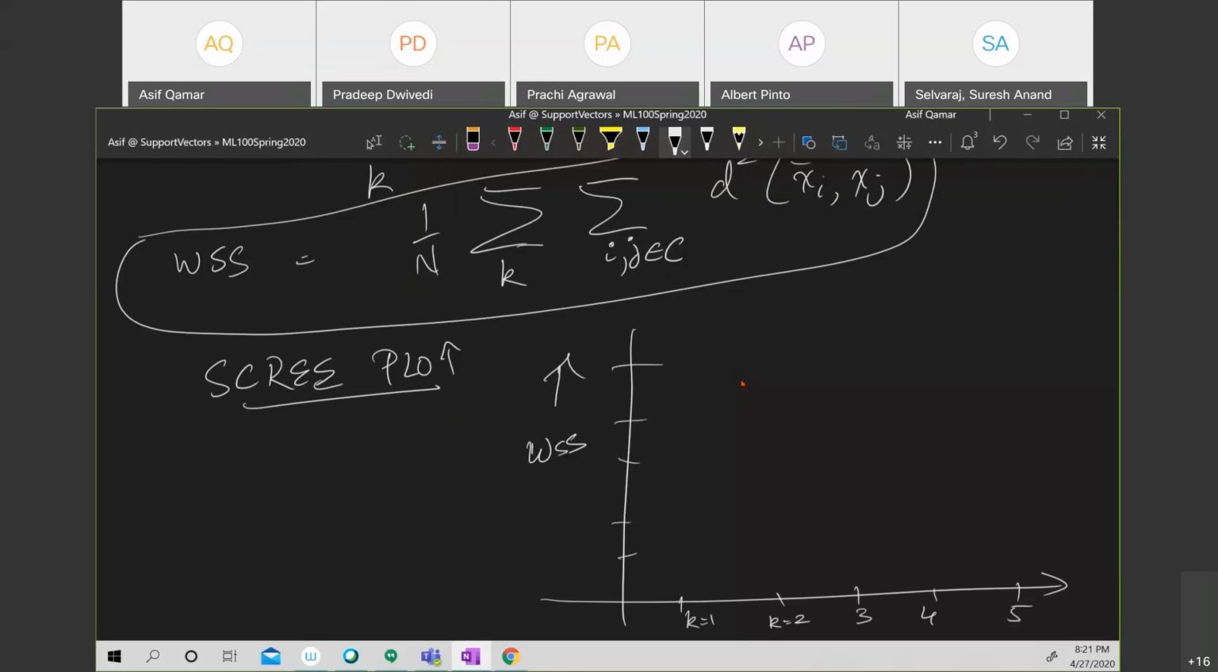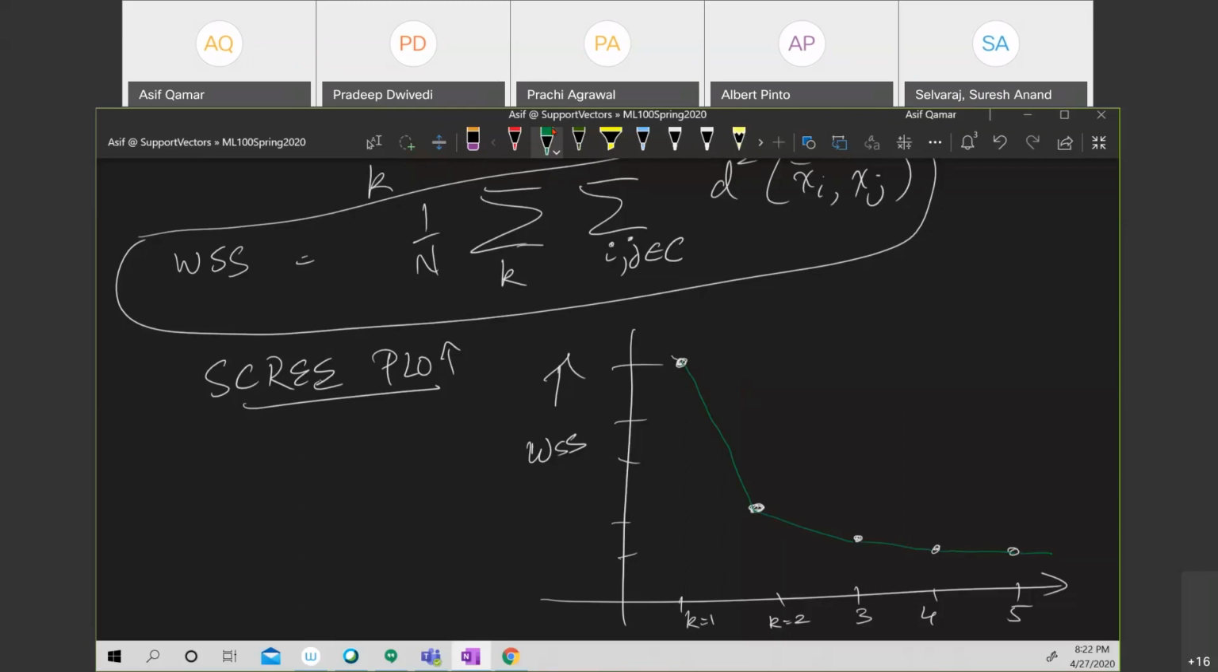So what you will notice is that, let's say that WSS for the first one is this. For the second one, it will be like this. Right? So then for the third one, it will keep going down. WSS will keep going down. Then this. So if you connect these dots, you will get a curve that looks like this. This is called the Scree plot. And what you look for is an elbow. Can you guys detect an elbow? At what value of K do you see an elbow in this curve? A bend in the curve.